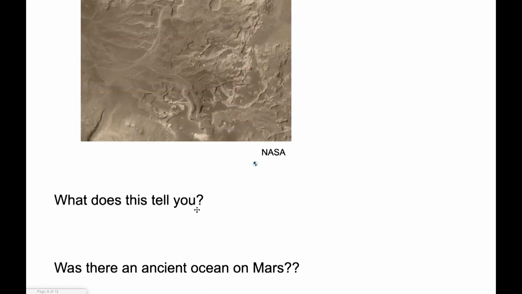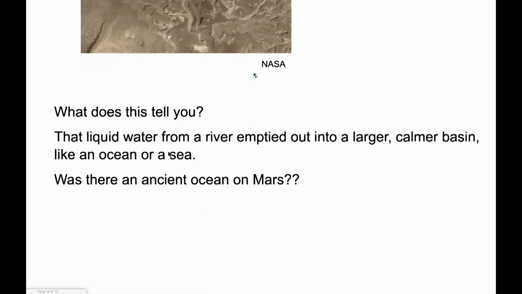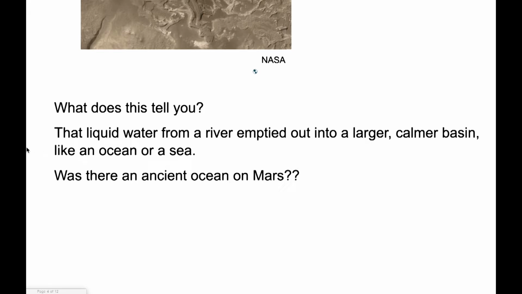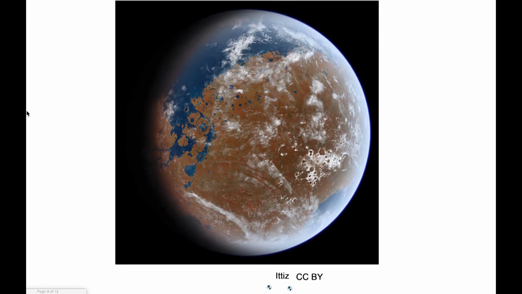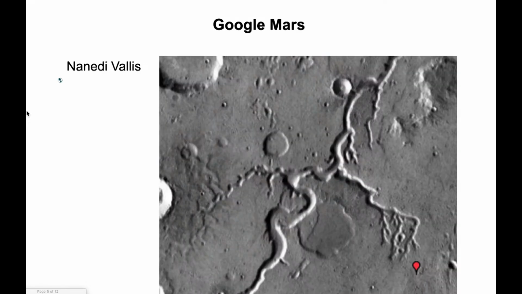What does this tell you? That liquid water from a river emptied out into a larger, calmer basin, just like an ocean or a sea, and that happened on Mars. So, were there ancient oceans and seas on Mars? Absolutely. And evidence is starting to point more and more to that fact. Here's an artist's interpretation. This is just an artist's interpretation of what it may have looked like on Mars, maybe 1 billion or so years ago.